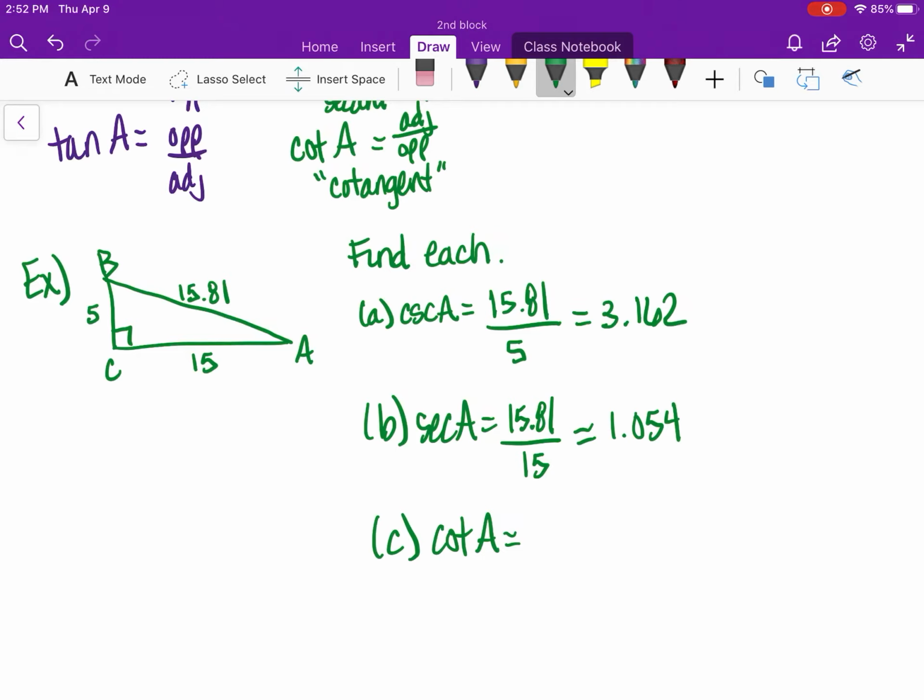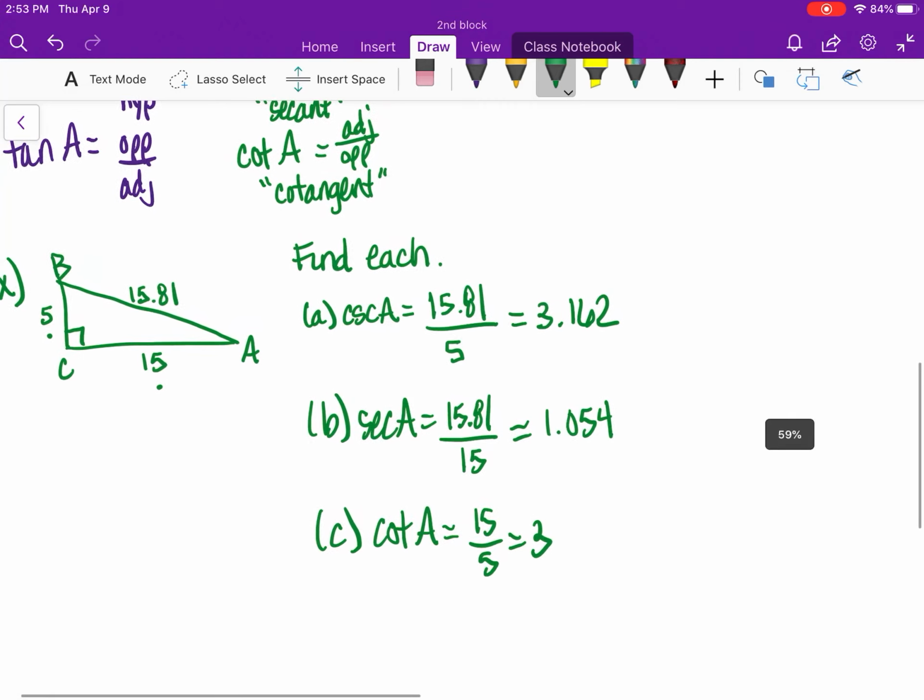Okay, cotangent of A is adjacent over opposite. So my adjacent side for A would be 15. The opposite side is 5. So 15 over 5 gives me 3.